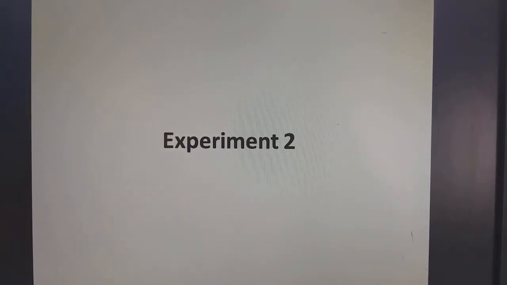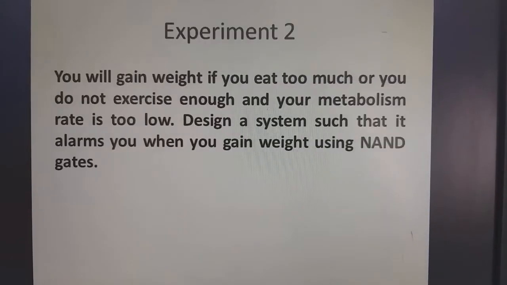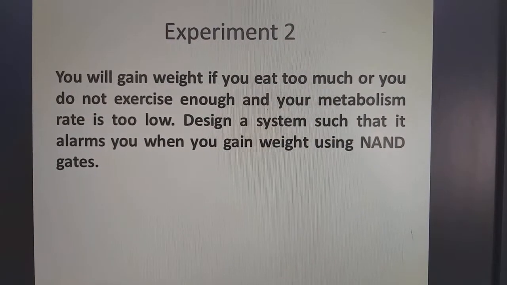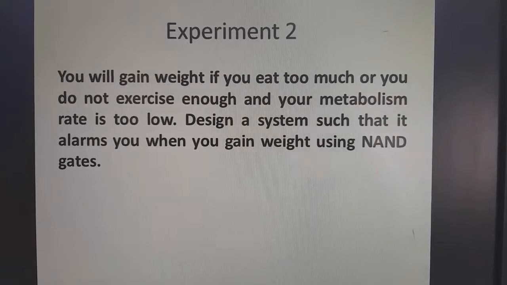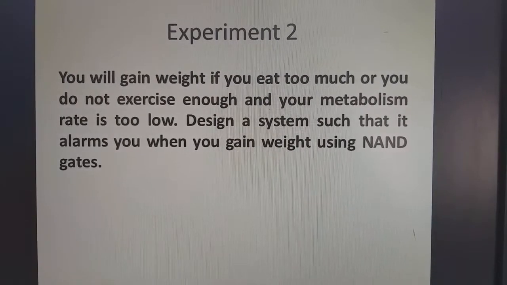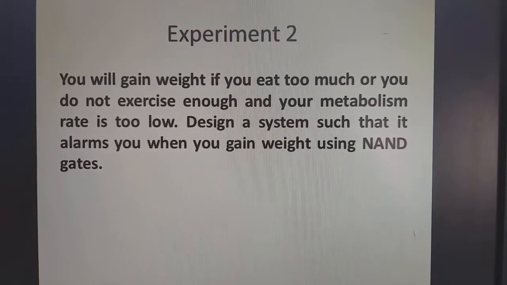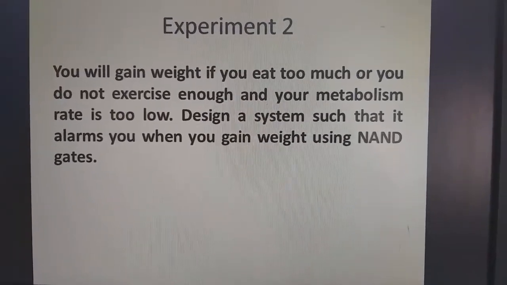Morning all. So let us implement today the second experiment of your syllabus. This experiment goes like this. You will gain weight if you eat too much or you do not exercise enough and your metabolism rate is too low. Design a system such that it alarms you when you gain weight using NAND gates only.